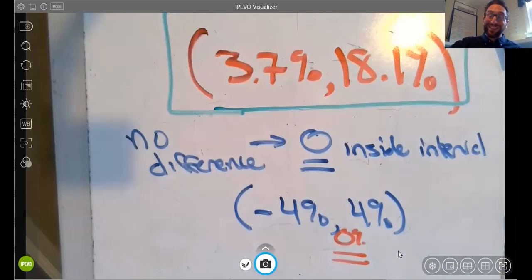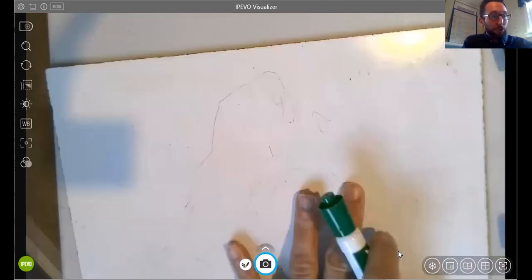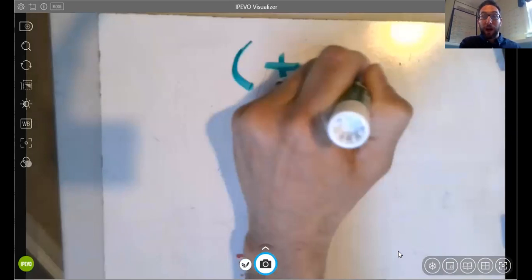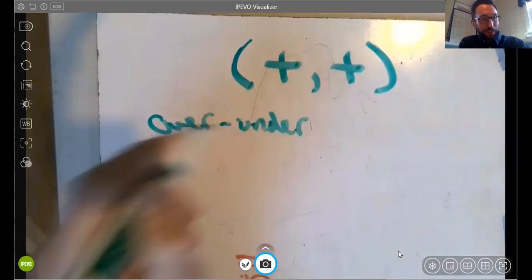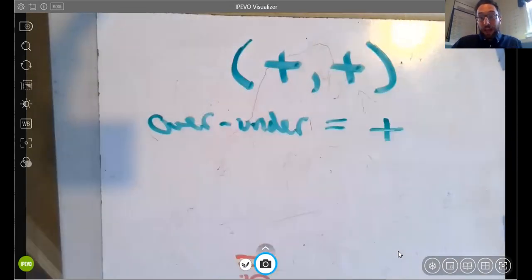So conversely, since 0 is not inside the interval, we don't think it's possible that the true difference is 0. So we don't think it's possible that there's no difference, or in other words, we do think there is in fact a significant difference. And then connecting back to what happened yesterday, since our interval has 2 positive numbers, we did over minus under. Not only do we think there is a significant difference because 0's not in the interval, right? 0's in the interval, no significant difference. 0 not in the interval, there is a significant difference.